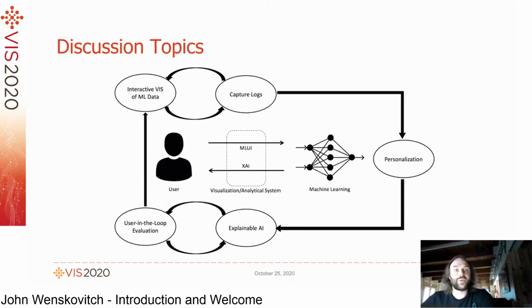As far as the discussion sessions go, we have 5 different groups that we would be breaking out into, and they're based off of this loop that we created based off of the first year's workshop content, what different categories we want to have discussions about. We're going to change the names of some of these a little bit, where this interactive visualization of machine learning data kind of overlaps with this semantic interaction research, and our capture logs we're extending to also consider provenance.